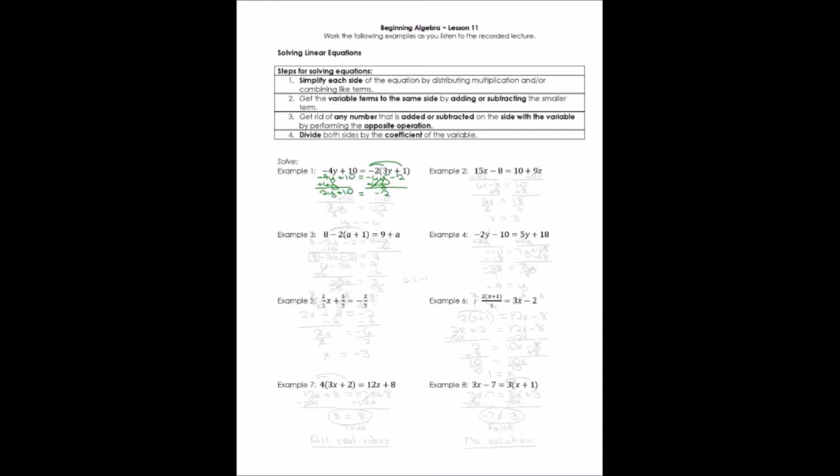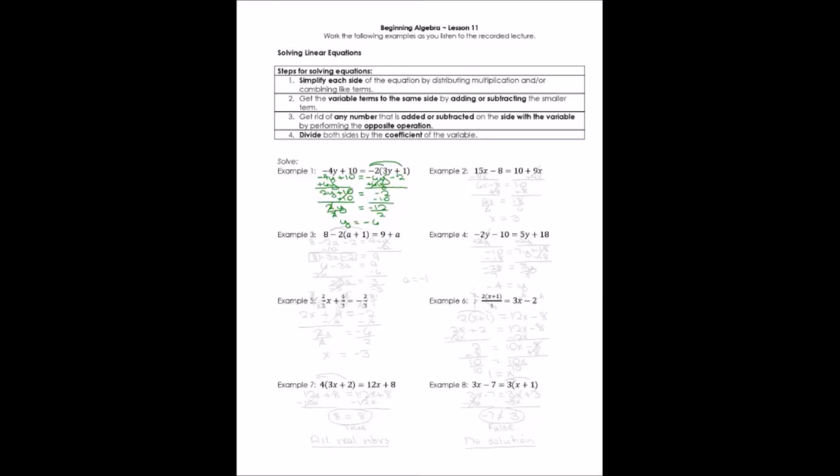Now I want to do step 3, get rid of any number that's added or subtracted on the variable side. In other words, isolate the variable term. So I'm going to subtract 10 to get rid of this positive 10. And I have 2y, the 10s are going to cancel, is equal to a negative 12. The final step, step 4, divide by the coefficient of the variable. When I divide, these become 1s. Y is now equal to negative 12 divided by 2, or negative 6.